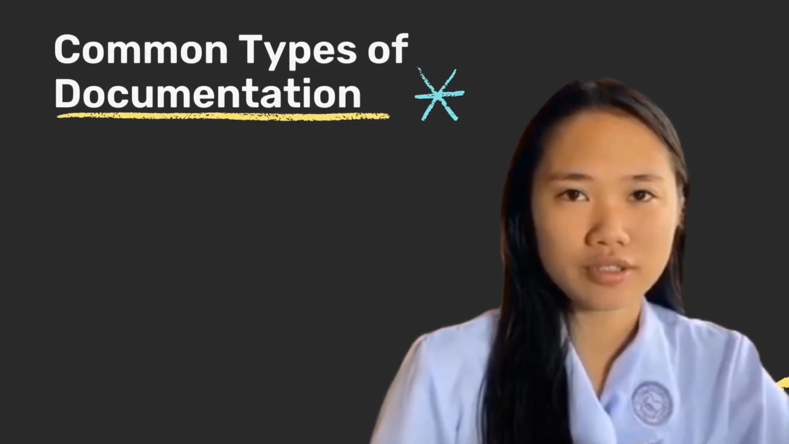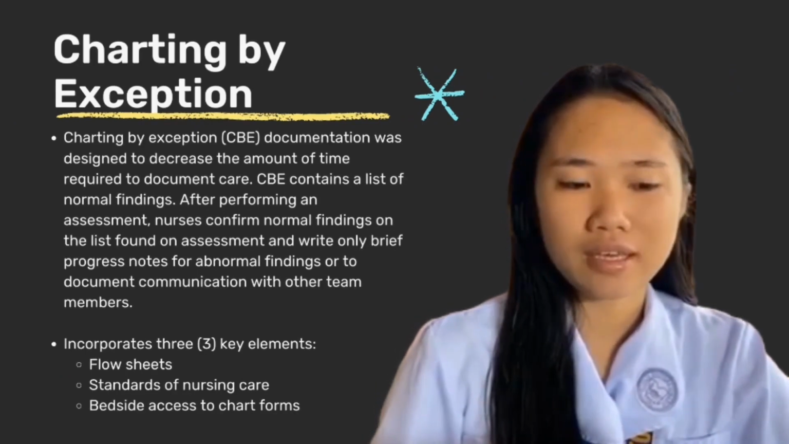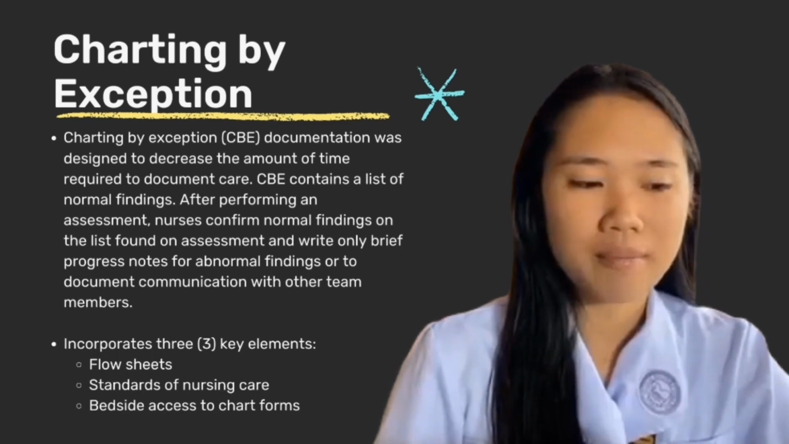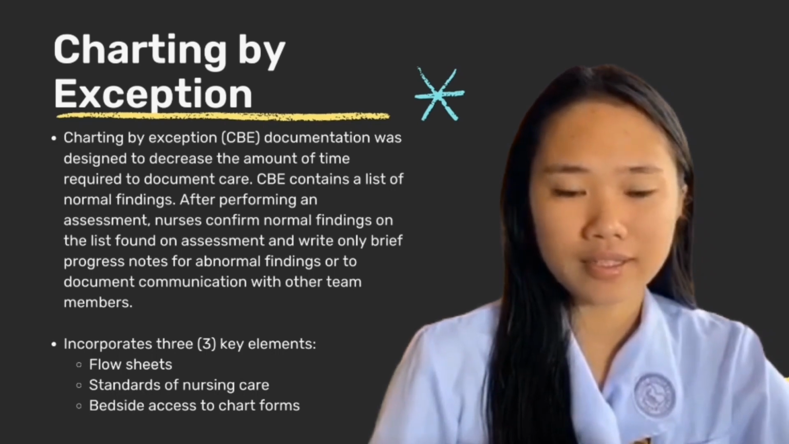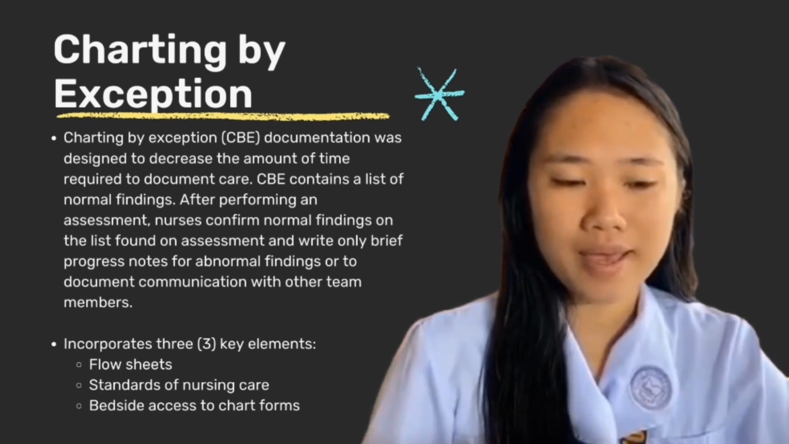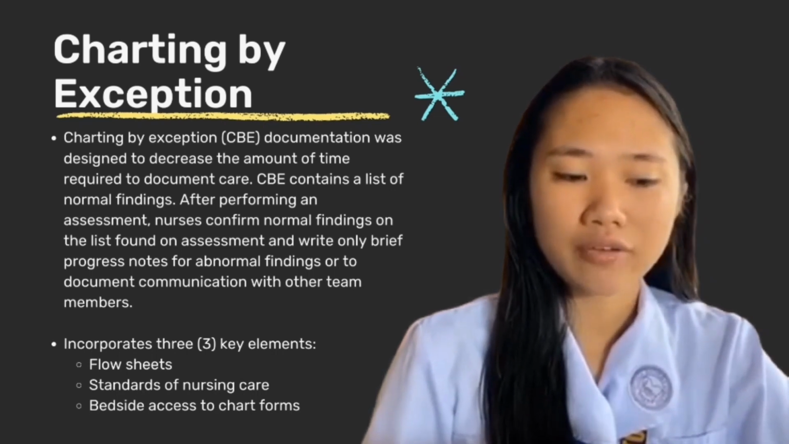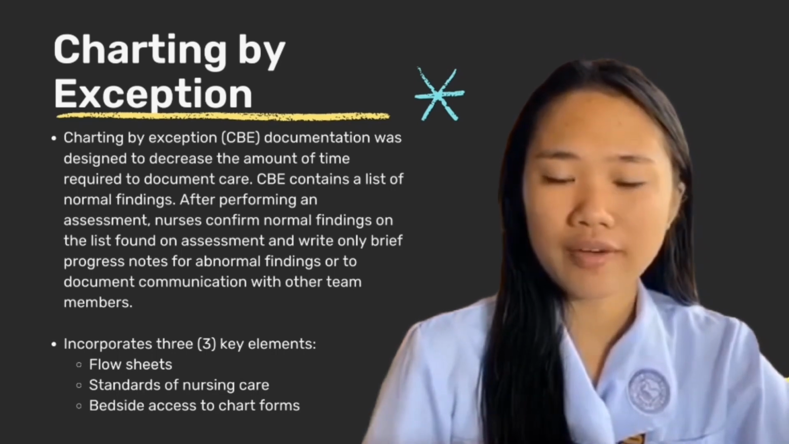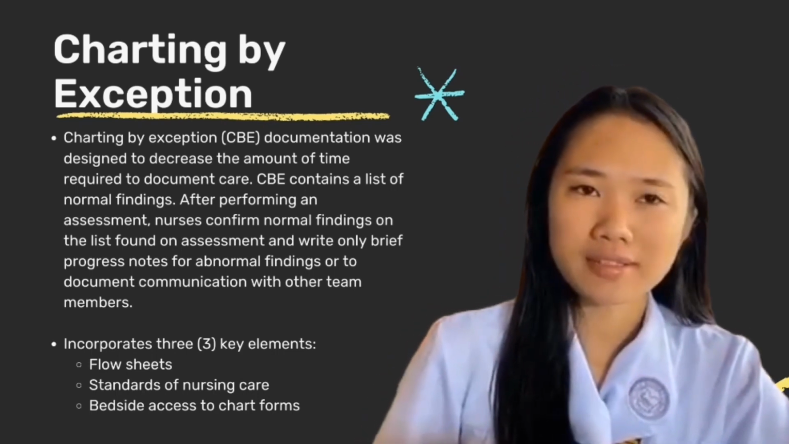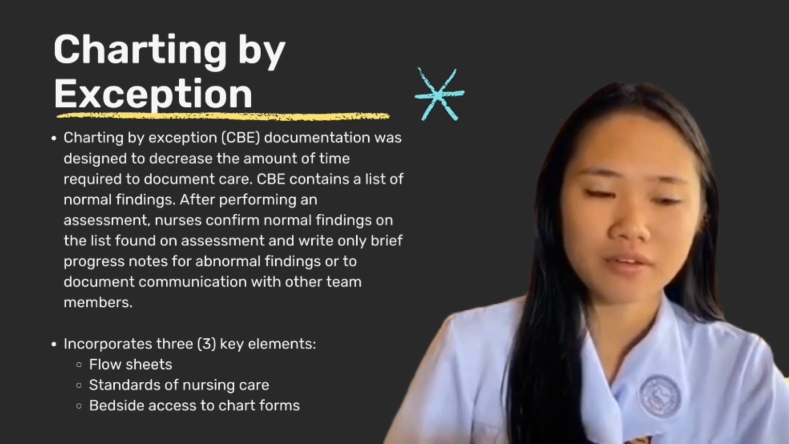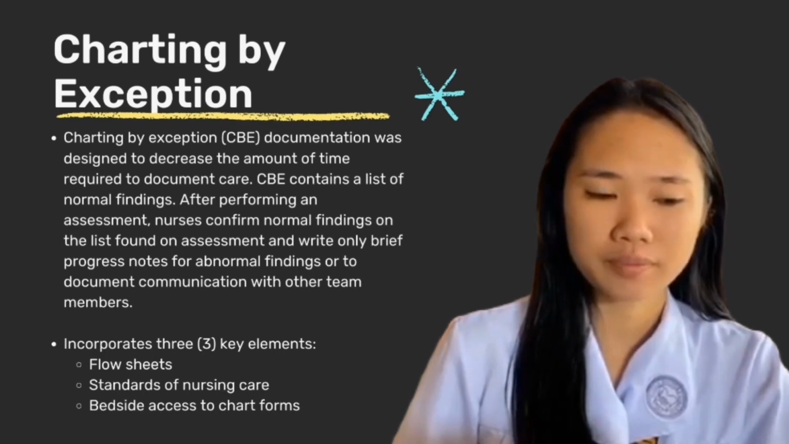Types of documentation. Number 1, charting by exemption. Charting by exemption, or CBE, documentation was designed to decrease the amount of time required to document care. CBE contains a list of normal findings. After performing an assessment, nurses confirm normal findings on the list and write brief progress notes for abnormal findings or to document communication with other team members. It incorporates 3 key elements: flow sheets, standard of nursing care, and bedside access to chart forms.